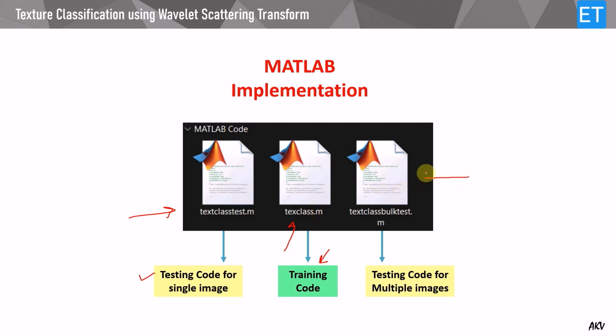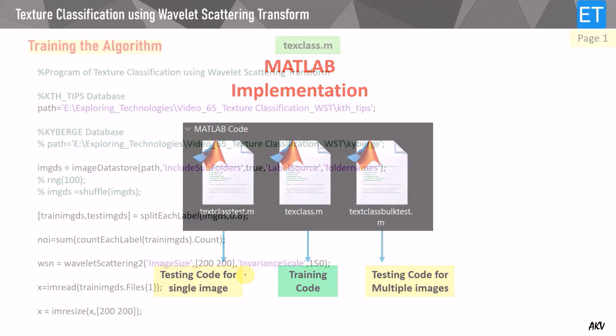And the third program, which is the text class bulk test.m, I have written to test multiple images with one click. Suppose you have 100 or 200 or 1000 test images in a folder, then you can simultaneously predict their classes with a single run. With the help of that, you can find the accuracy of your proposed scheme. You can draw the confusion matrix, etc., to explain its efficiency.